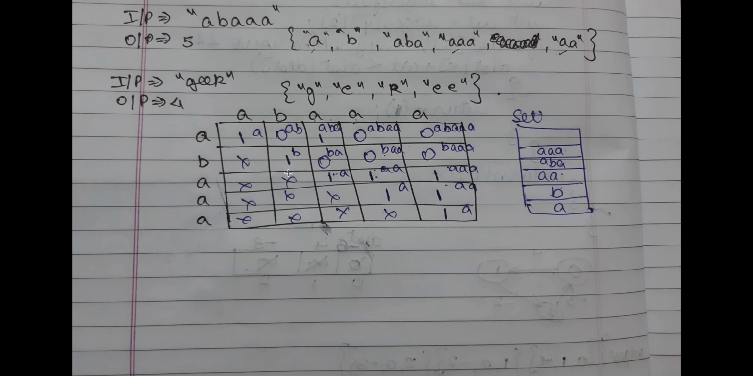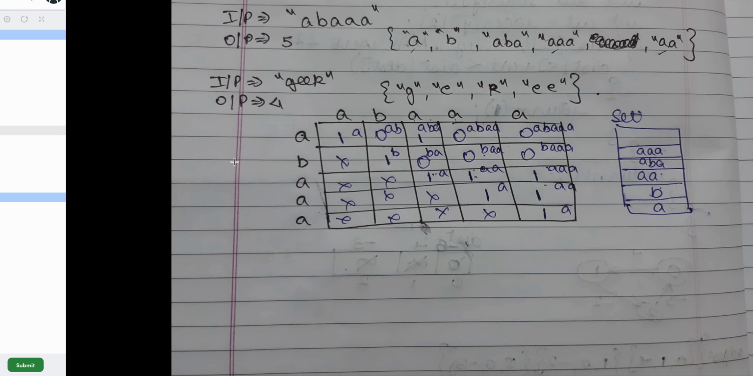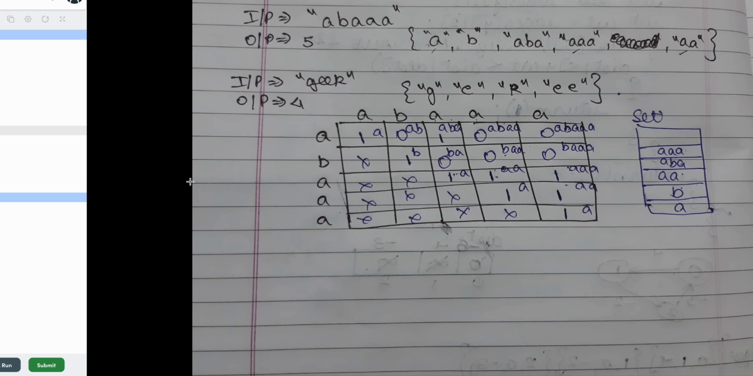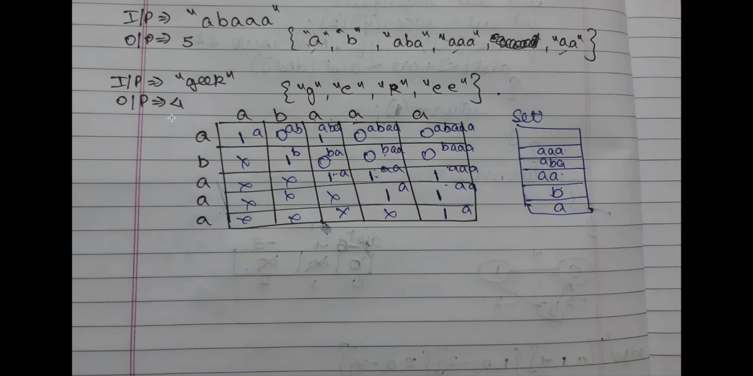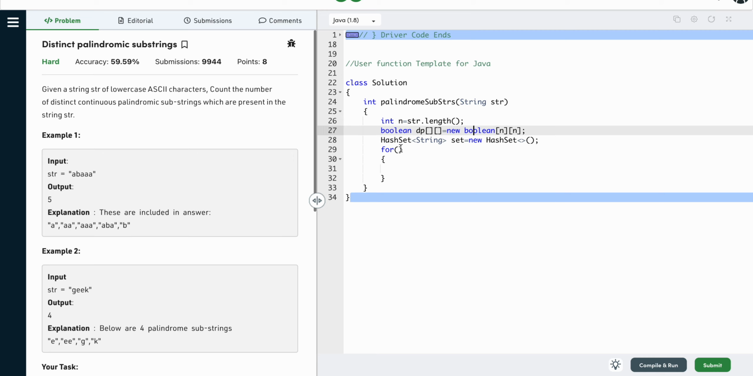Now coming to this, we have taken our dp of size n cross n. You can see we have taken n cross n, so we are considering the same string over here and the same string over here. Now the index values are 0 1 2 3 and 4, so our loop will also be running till 4.